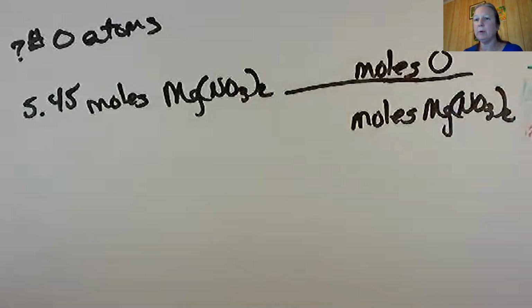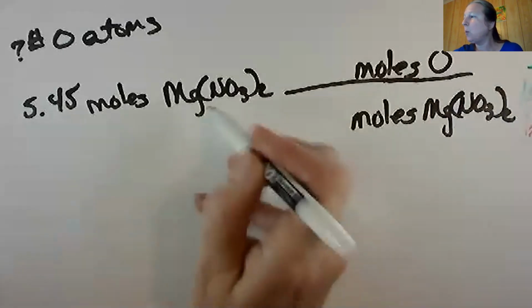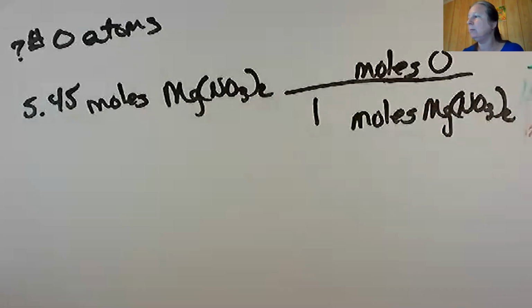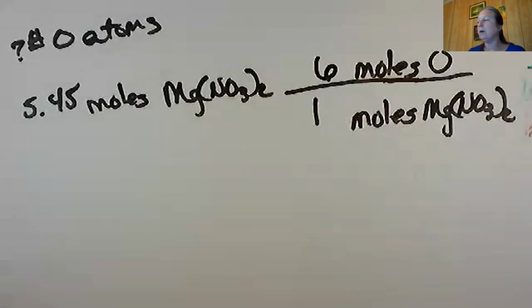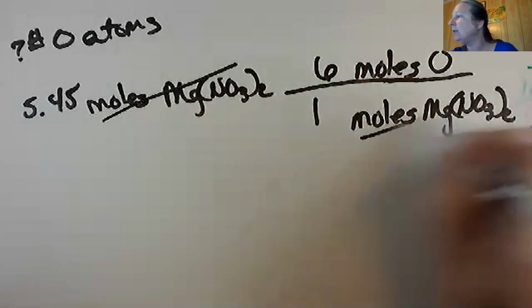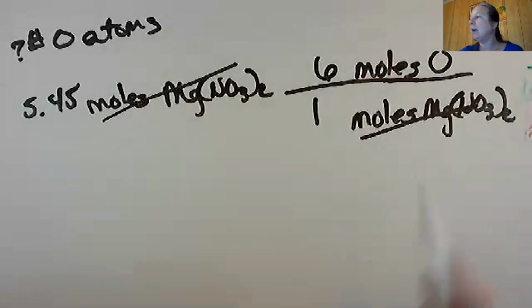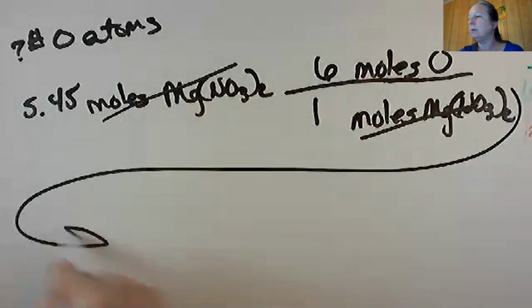Now, what's my number? For every 1 mole of magnesium nitrate, I have, you remember, I had 6 moles of oxygen atom. So it's 6 oxygen atoms per individual formula unit, or 6 moles of oxygen atoms per mole of magnesium nitrate. Okay, that will cancel out my magnesium nitrate. Now I have moles of oxygen, right?